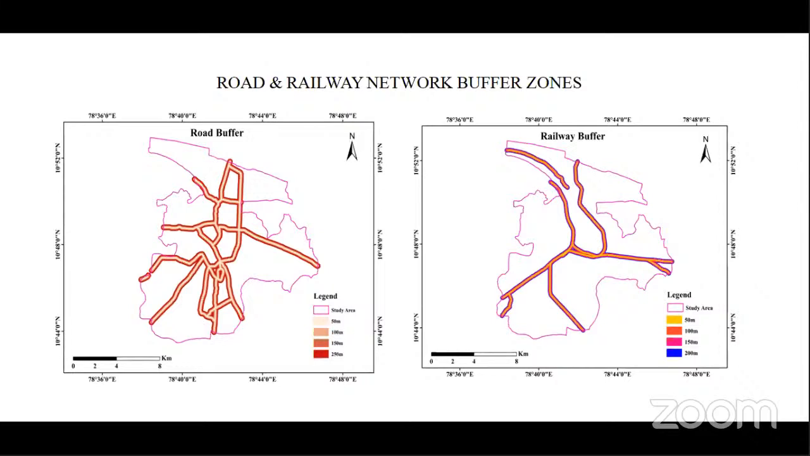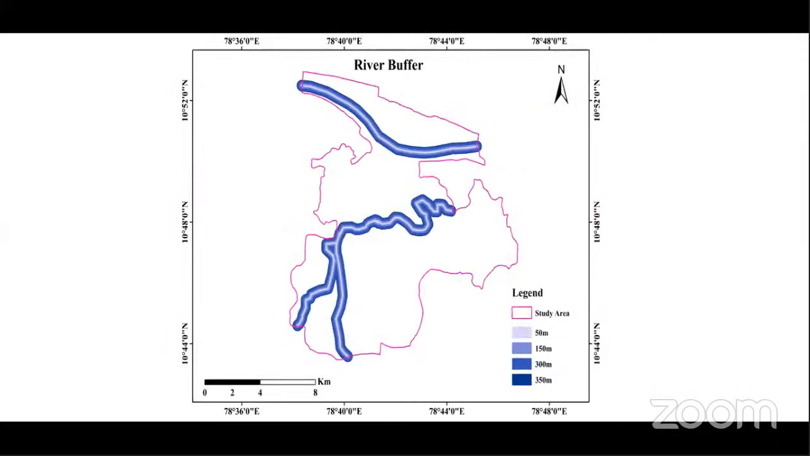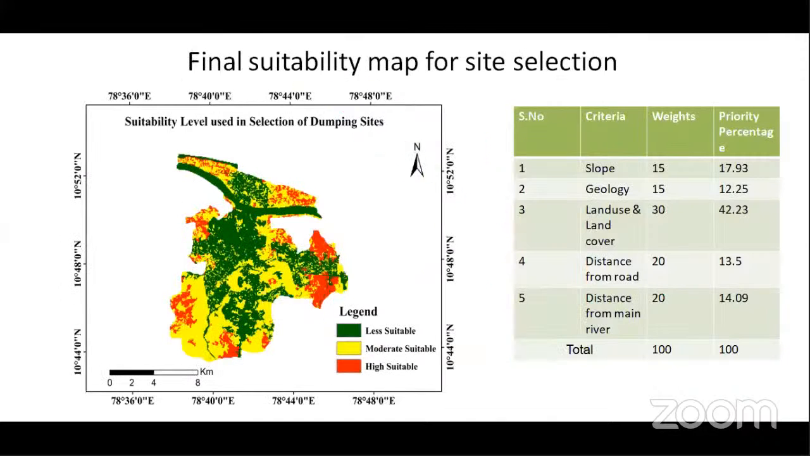Then the road and railway networks have been digitized from the topo sheet using QGIS, and buffer zones were created for both roads and railways, and also for rivers. Finally, the suitability has been created based on the weighted overlay analysis.